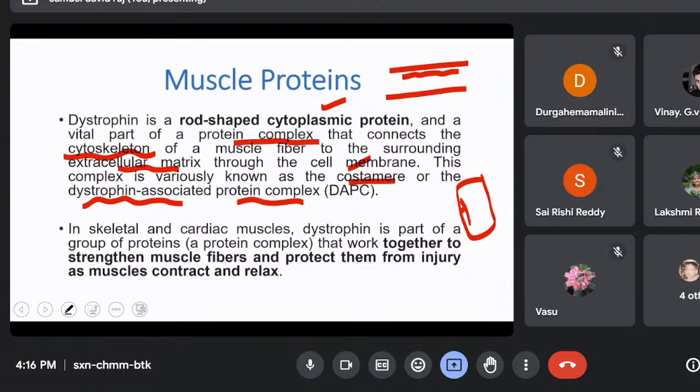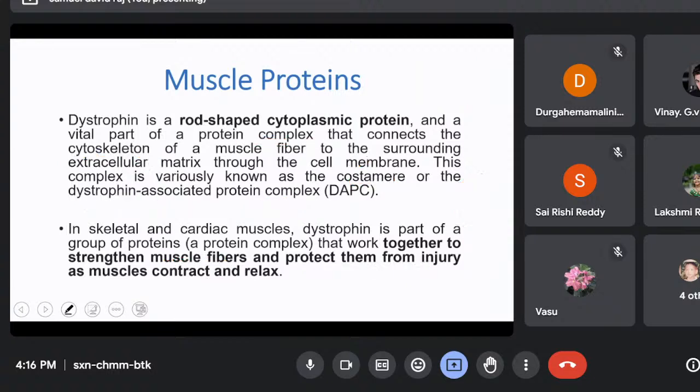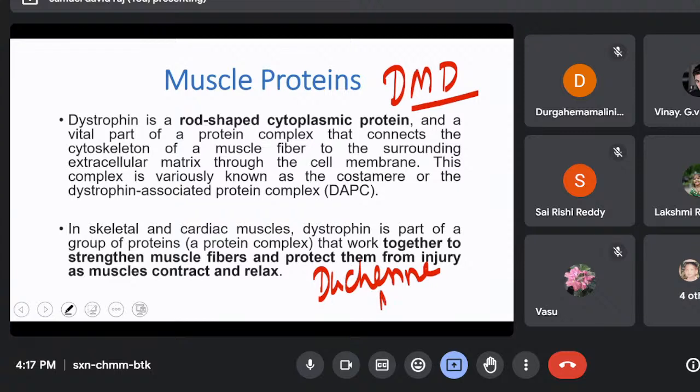In skeletal muscles and cardiac muscles, dystrophin is part of a group of proteins. That means there is a protein complex of which dystrophin is also a part. All the proteins of this complex work together to strengthen the muscle fibers and protect them from injury as muscles contract and relax. You know that there is Duchenne muscular dystrophy. You might have heard about it.